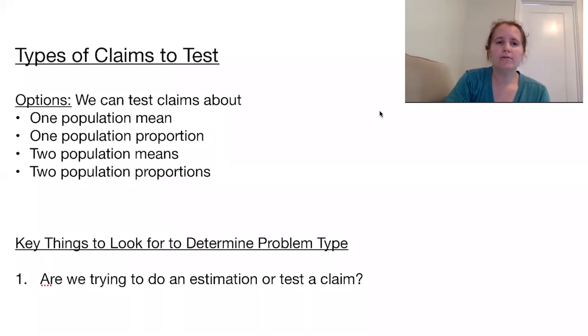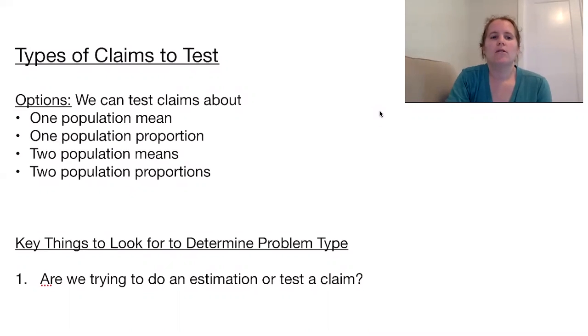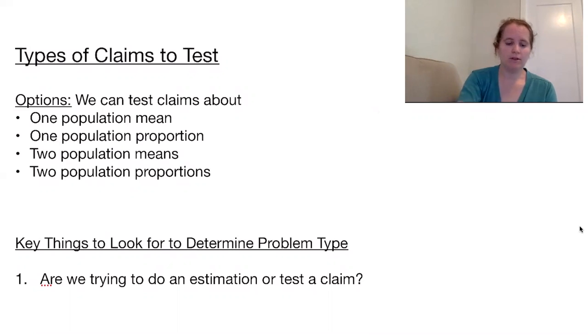Welcome to types of claims to test. So for this portion of the course, we are going to focus on four types of claims that we can test. So our options are we can test claims about one population mean, one population proportion, two population means, and two population proportions.